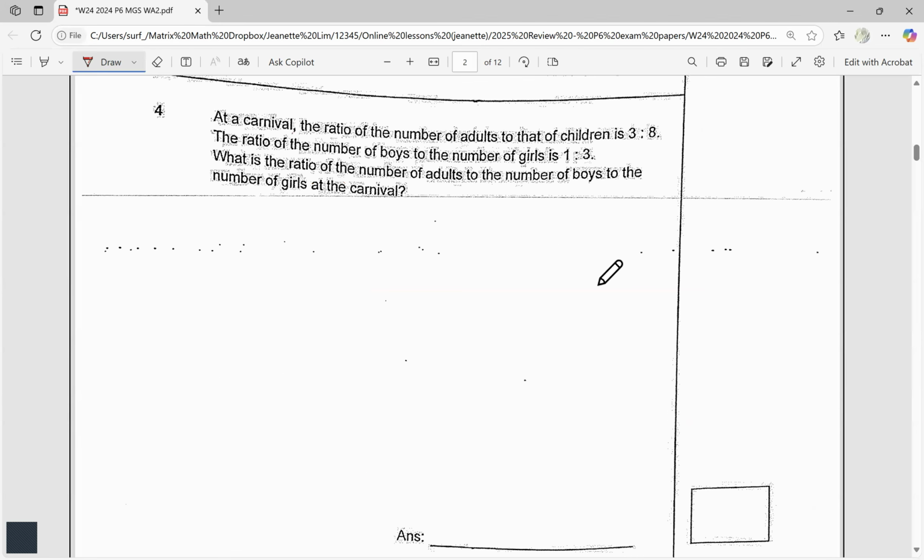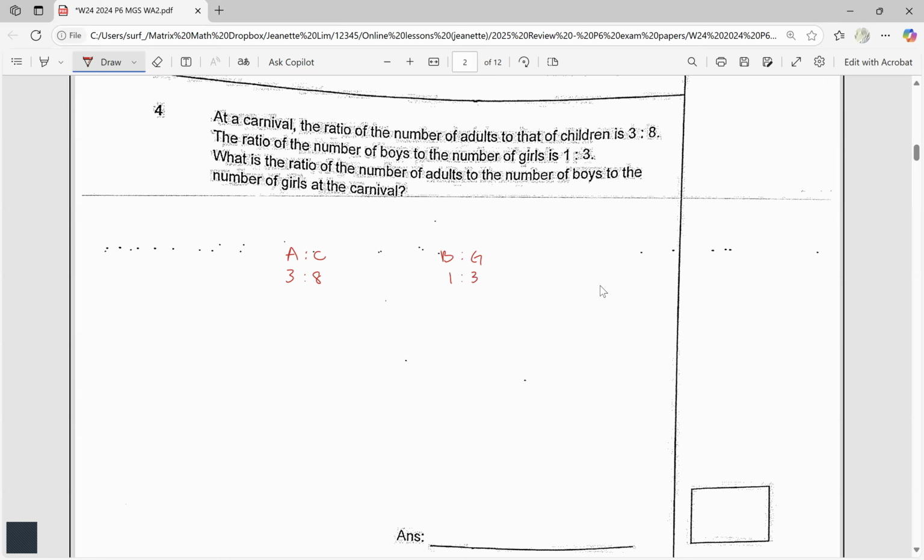Question 4, we have a ratio again. At a carnival, the ratio of the number of adults to that of the children is 3 to 8. Ratio of boys to girls is 1 to 3. What is the ratio of adults to boys to girls? Here, write down our ratio and then we try to find a common base. Adults to children 3 to 8 as given. Boys to girls 1 to 3.